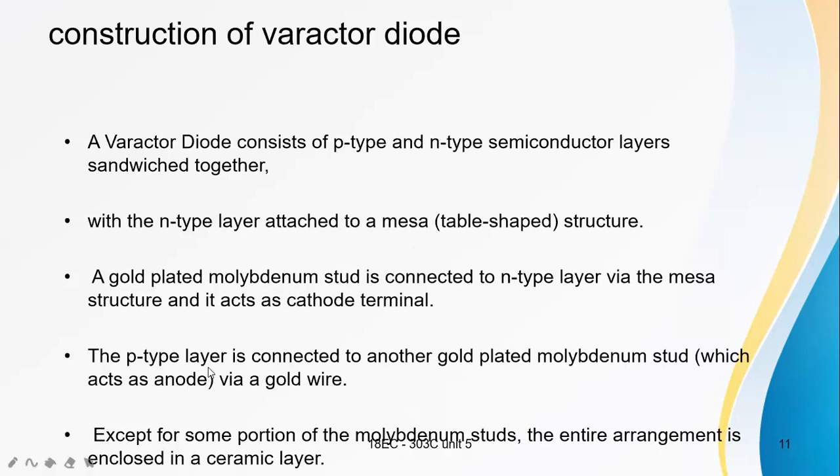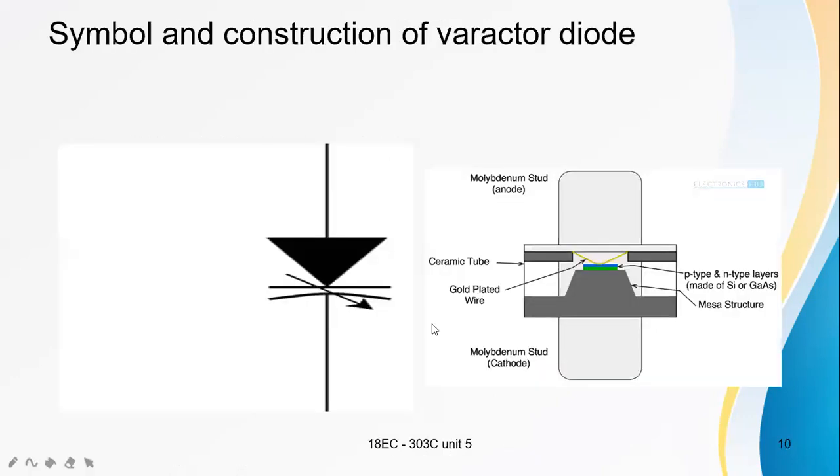The varactor diode is a two-terminal device. The terminals are anode and cathode. The n-type is connected via the mesa structure to the cathode terminal, and the p-type is connected to another gold-plated molybdenum stud called the anode. Except for some portion of the molybdenum studs, the entire structure is enclosed in a ceramic layer, a ceramic tube. These two are the gold-plated wires.